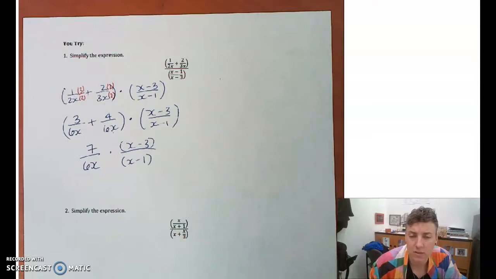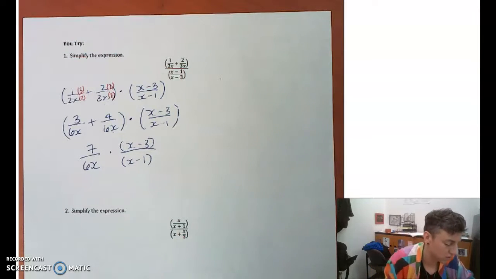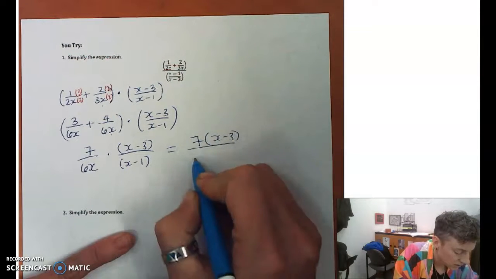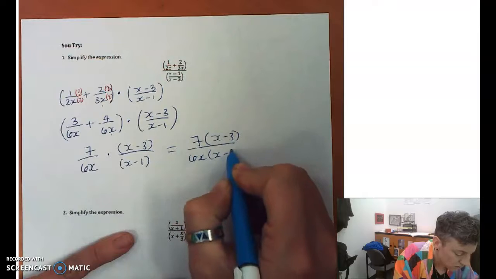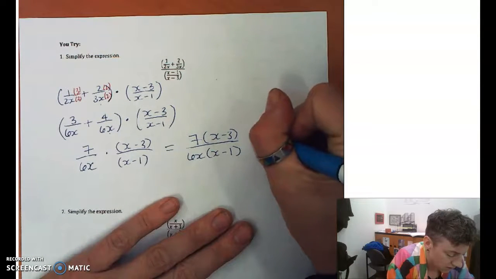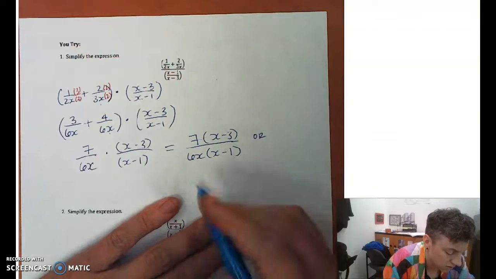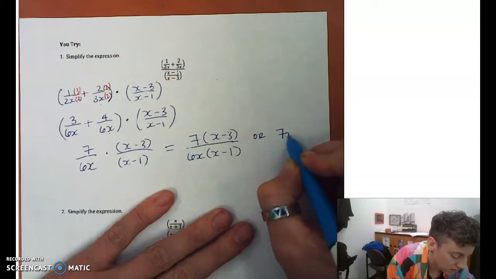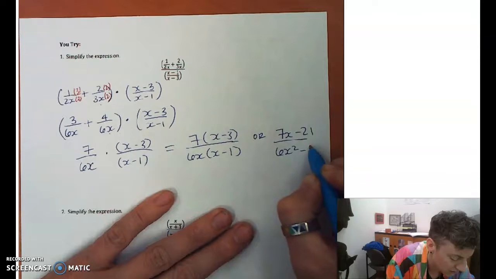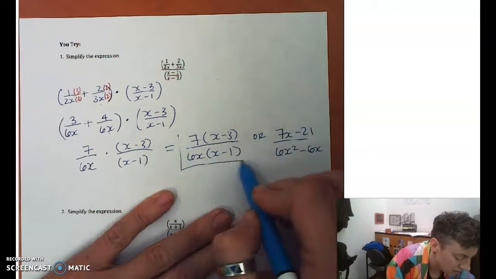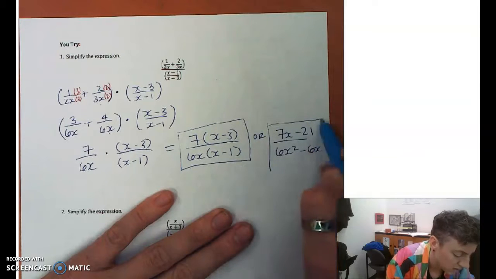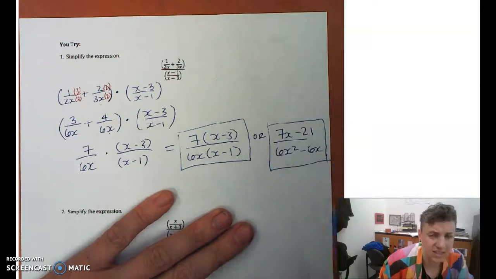I'm not seeing anything that's going to cancel here. So let's go ahead and do our multiplying. 7 times x minus 3 over 6x times x minus 1. You can leave your answer like that. Or if you're feeling saucy, do your distributing and get 7x minus 21 over 6x squared minus 6x. Either one is good. They're both pretty great.